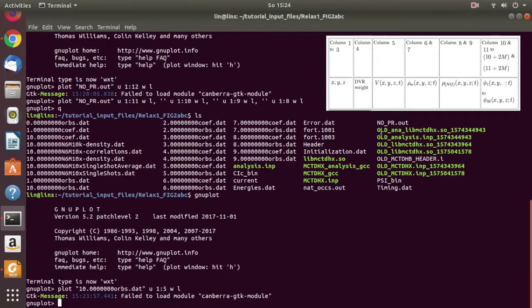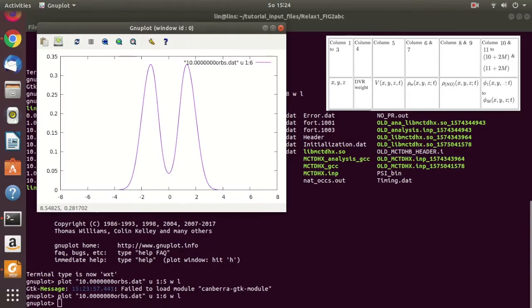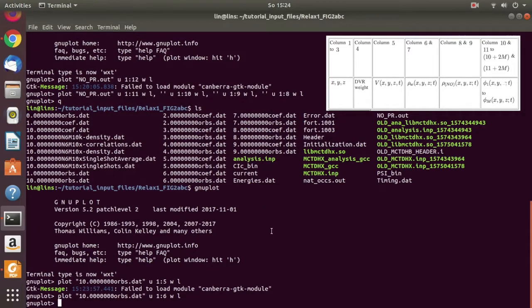And then we are looking at the density distribution. So this is the density distribution. We have clearly a double peak distribution. So this is the orbs.dat file.